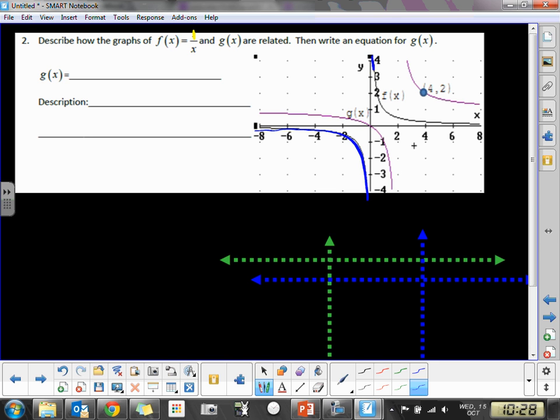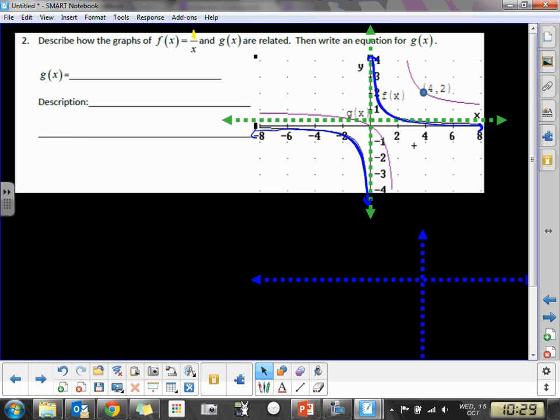This is the parent function that we are committed to transforming into the red graph, which they have labeled g of x. So first thing we're going to do is describe how these graphs are related. Whenever we've done these, I've requested that you give me at least 3 defining characteristics of any graph. On our inverse power models, some of the most defining characteristics of this graph are these vertical and horizontal asymptotes. These are two of the defining characteristics I would always graph on any butterfly or volcano graph.